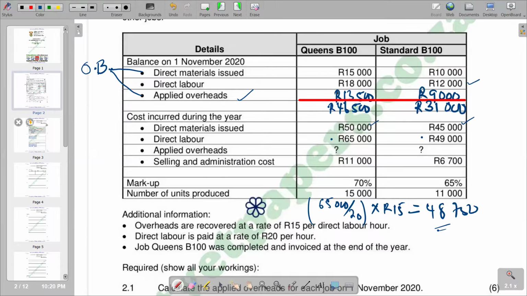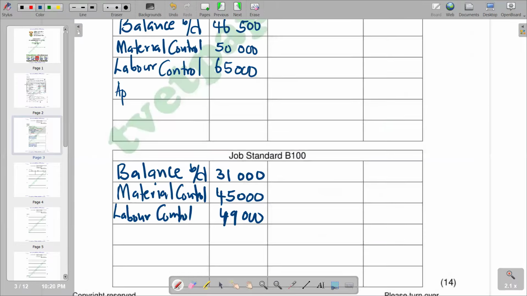So for Queens, we've got applied overheads whereby we put 48,750.